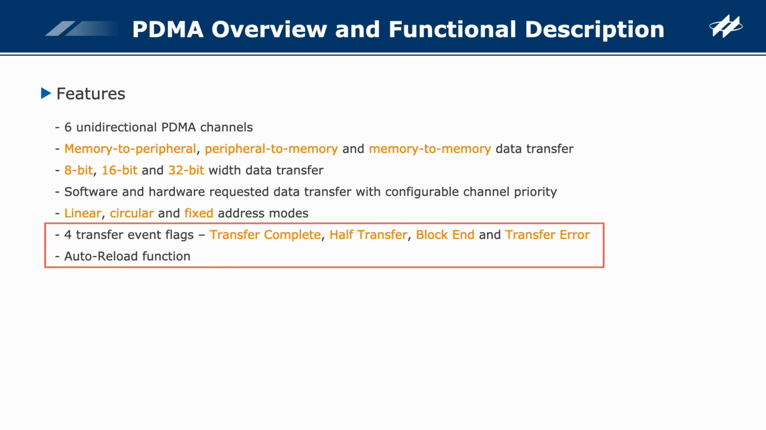The PDMA provides 4 transfer event flags, which are the transfer complete, half transfer, block end, and transfer error. When a transfer event occurs, a corresponding interrupt will be generated. Users can set the auto-reload control bit in the PDMA channel control register, PDMA CHNCR, to enable the auto-reload function.